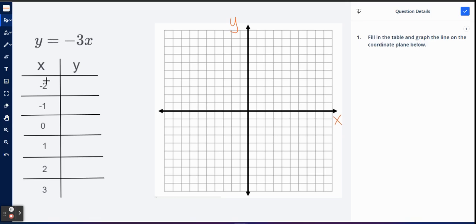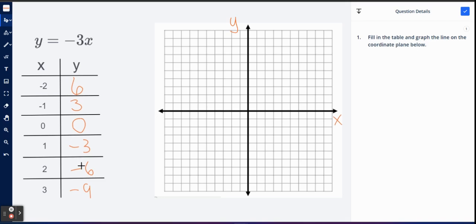So that means when I plug this in, I'm going to get y equals negative 3 times negative 2. Negative 3 times negative 2 is positive 6. Negative 3 times negative 1, if I plug in negative 1 here, is going to be positive 3. Negative times negative is a positive. Negative 3 times 0 is 0. Negative 3 times 1 is negative 3. And negative 3 times 2 is negative 6. And negative 3 times 3 is negative 9.